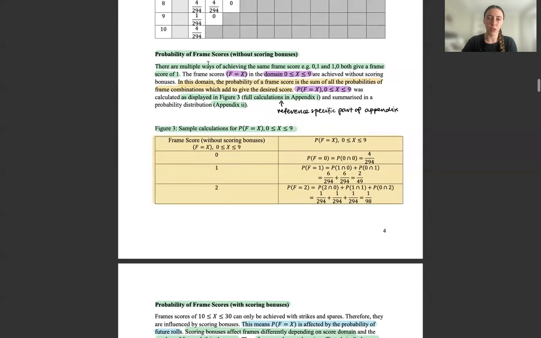I then have without scoring bonuses. Again, you can see that I'm using my brackets here in order to reference the appendix, and also notice that I say the probabilities were calculated as displayed in Figure 1. So I have some sample calculations here, and the full calculations are in Appendix 1. They don't need to see my calculations for every single frame score in order to understand my method. That's why I can put those full calculations in my appendix, but I still need to include a table of sample calculations so that they can understand what my method was to begin with.